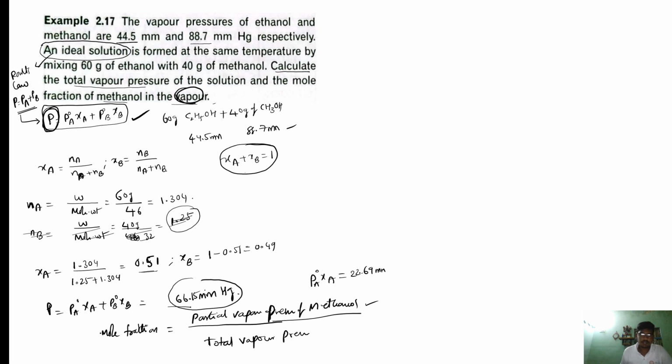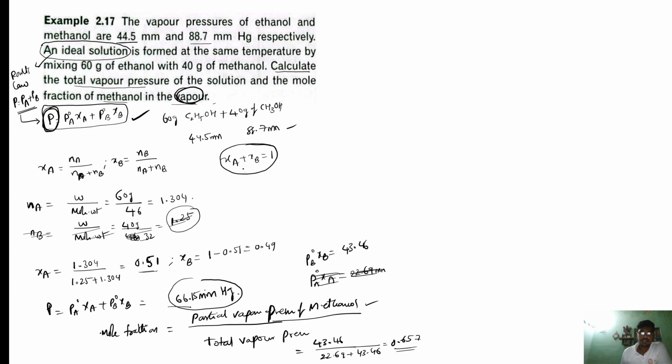No, methanol, it is not 26. Methanol is component B, so it is PB naught into XB, which is nothing but 43.46. So substitute here: 43.46 divided by 22.69 plus 43.46. If you calculate the mole fraction, here it will come.